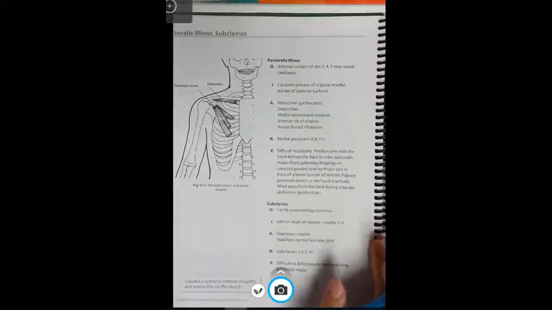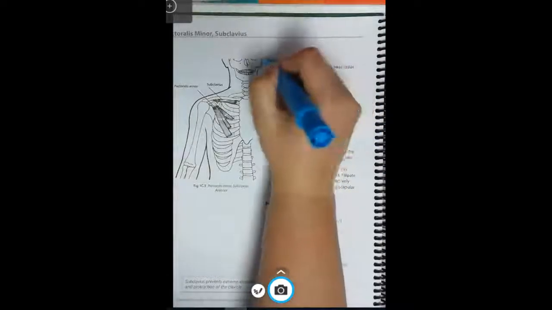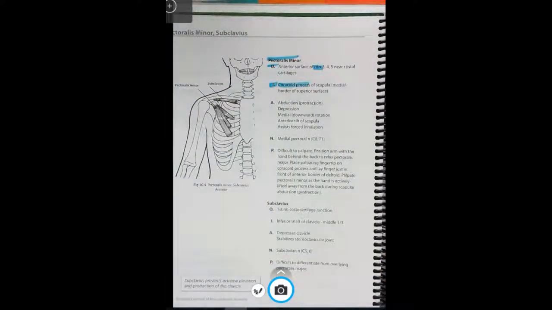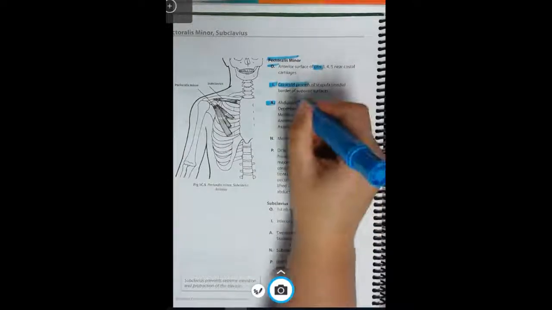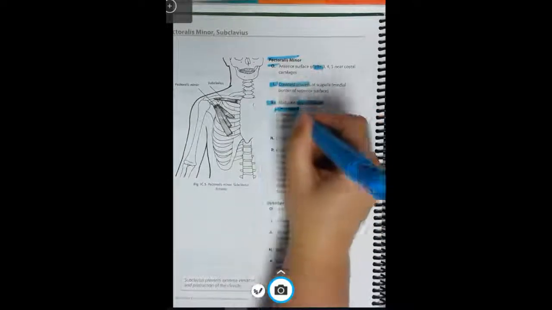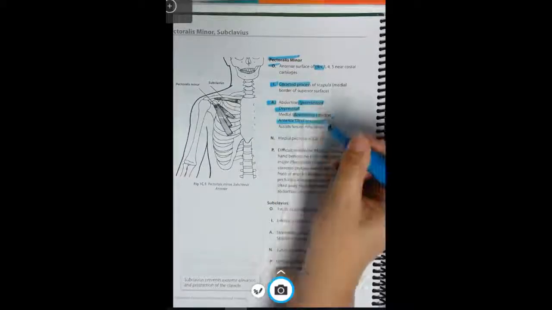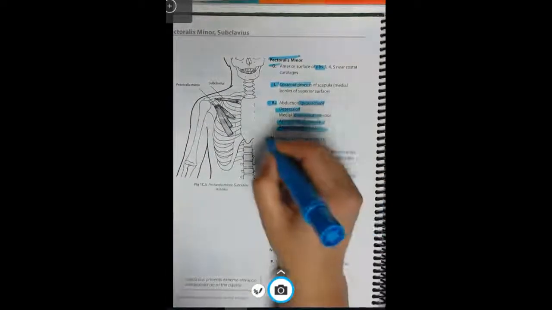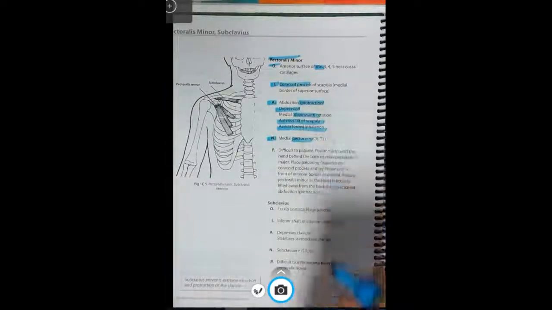Okay, we have pec minor. Our origin is going to be the ribs. Our insertion is going to be the coracoid process. And then we have our actions of protraction, depression, and downward rotation. We tilt the scapula, and we also assist with breathing in. And for the nerve, just remember pectoral nerve.